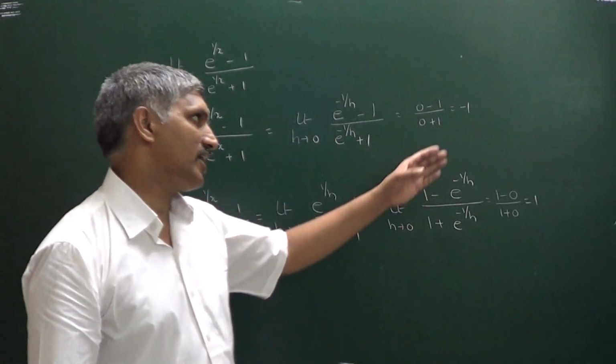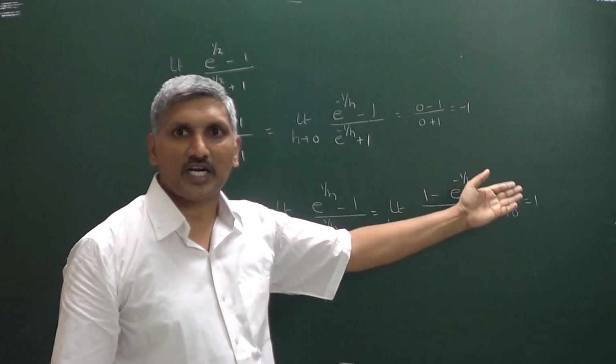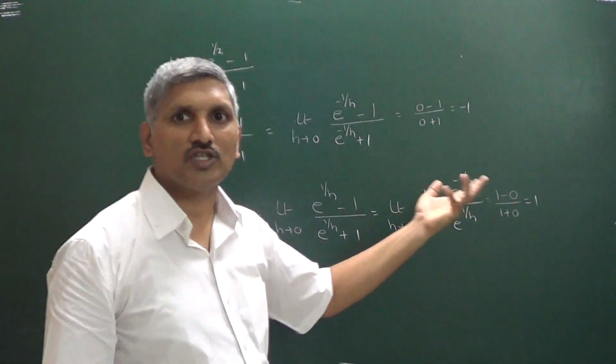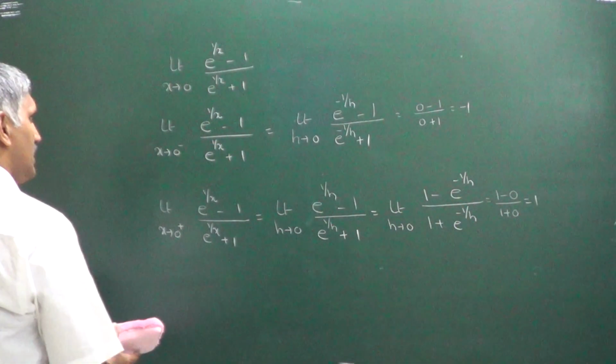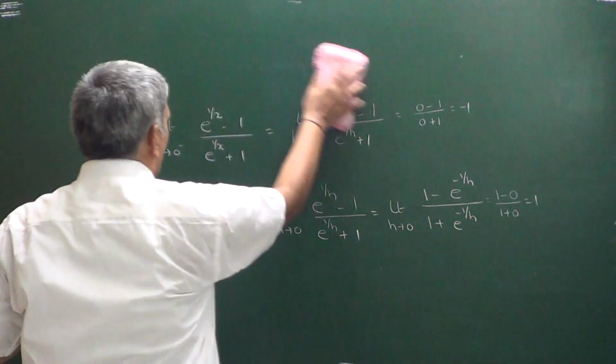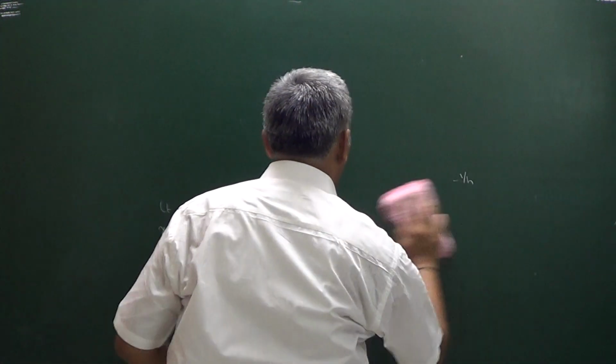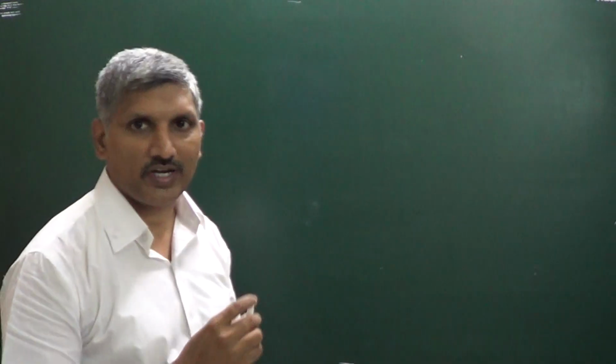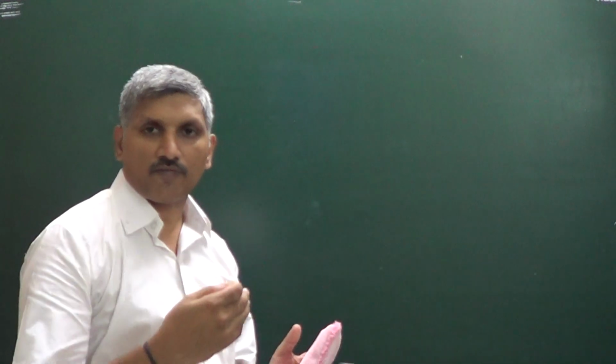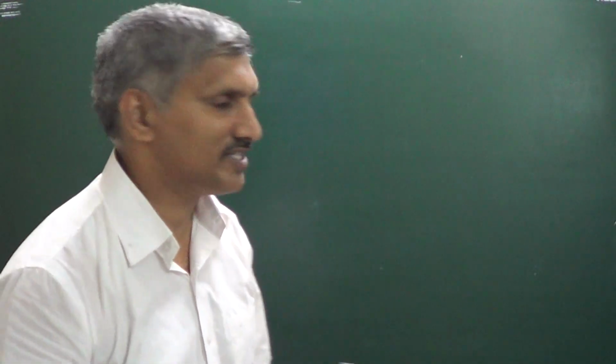So we got left hand limit is equal to minus 1, right hand limit is equal to plus 1. Both are not equal. So we can say limit of this function does not exist. Right? So that is the discussion regarding the basic idea of the limits. Suppose I want to discuss a few operations on limits.